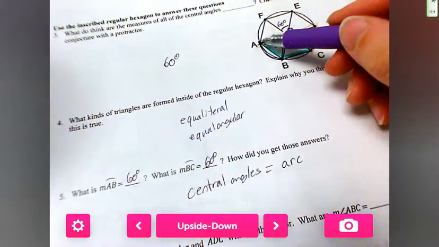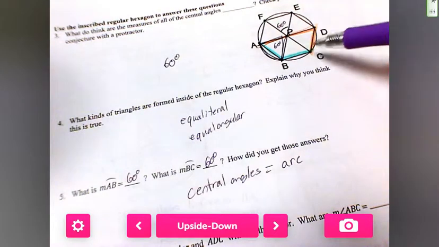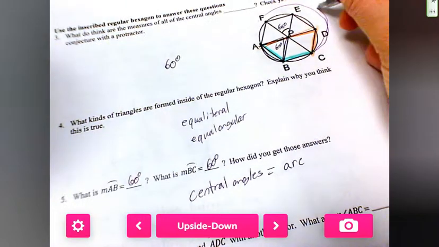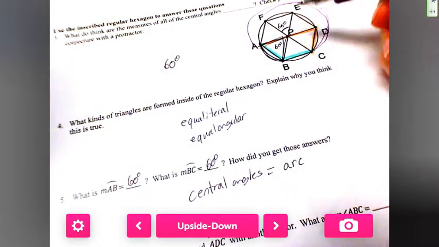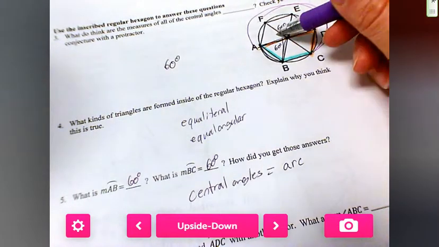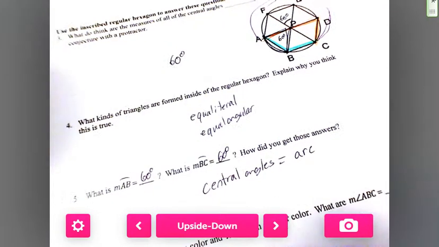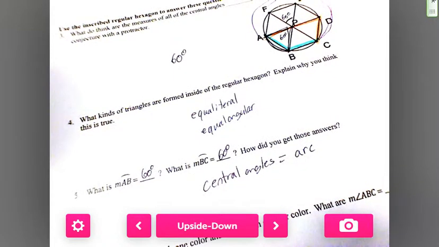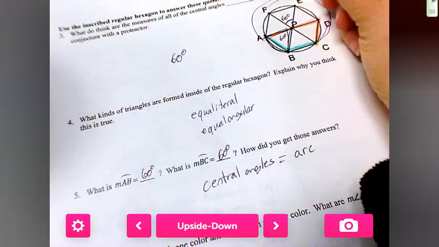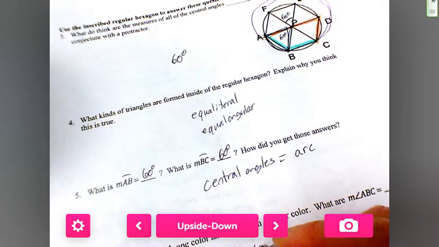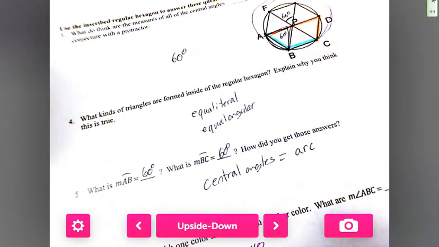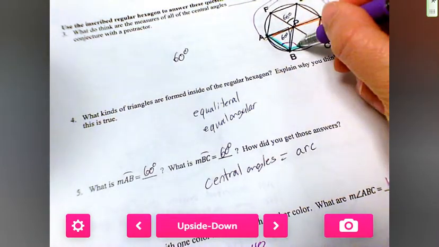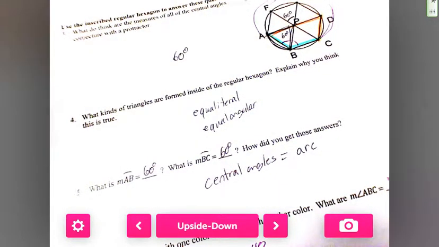What is the measure of angle ABC? Okay, so we're looking at this arc right here, right? And we want to do half of that. So how many central angles are in there? 1, 2, 3, 4. So we're going to go 60 times 4 gives us 240. And then we're going to divide that by 2. So that angle gives us 120 degrees. That's right here. There's other ways to figure it out. If you figured it out differently, that's fine.